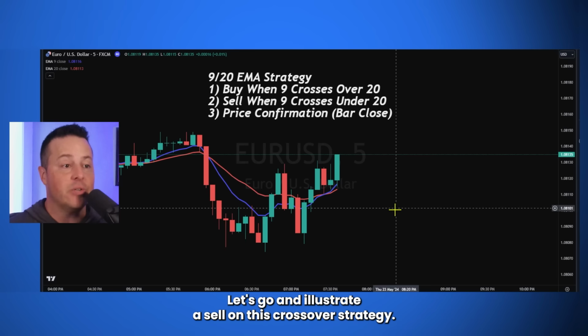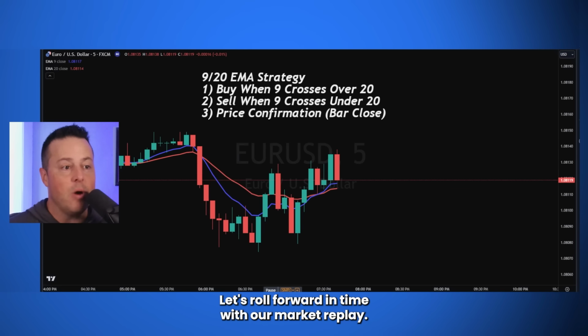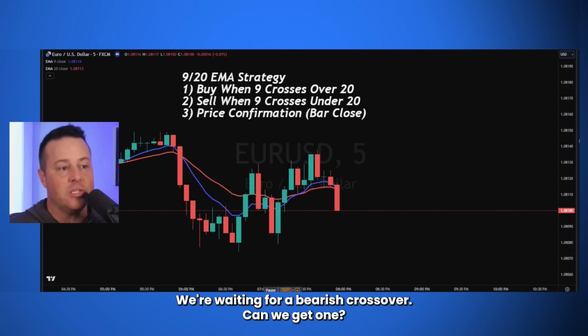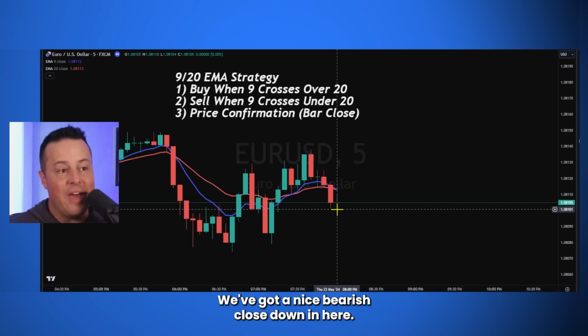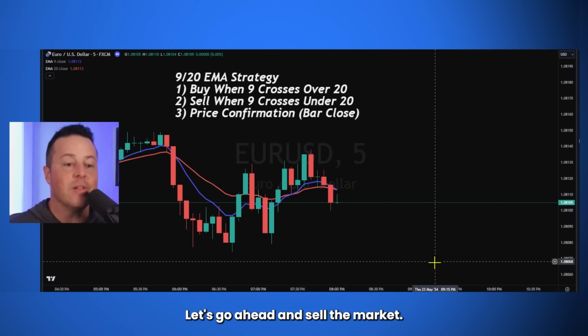Okay, let's go ahead and illustrate a sell on this crossover strategy. Let's roll forward in time with our market replay. We're waiting for a bearish crossover. Can we get one? And there it is. Okay, so there's our crossover developing. We've got a nice bearish close down in here. Let's go ahead and sell the market.